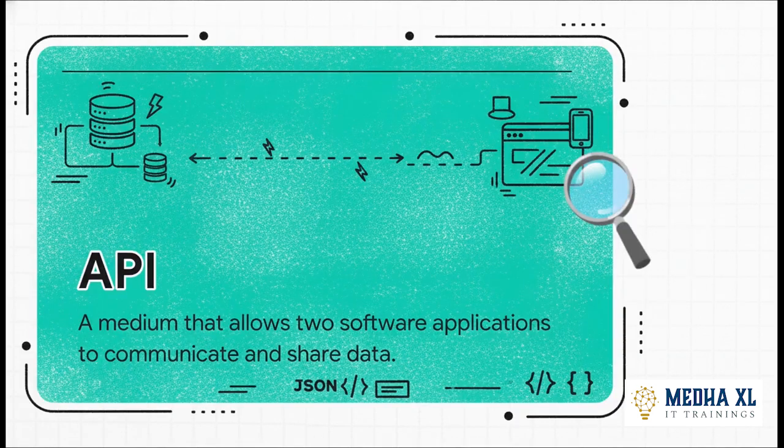Well, the secret sauce is something called an API, an application programming interface. The best way to think about it is like a waiter in a restaurant. You, the customer, have an app. You tell the waiter, that's the API, what you want. The waiter goes to the kitchen, the server with all the data, gets your order, and brings it right back to your table. It's that critical go-between that lets two totally different pieces of software have a conversation.